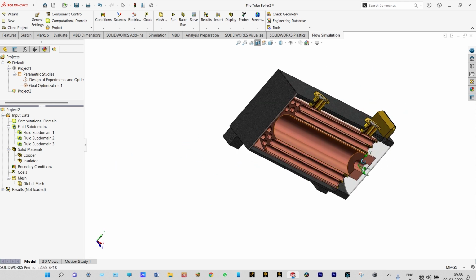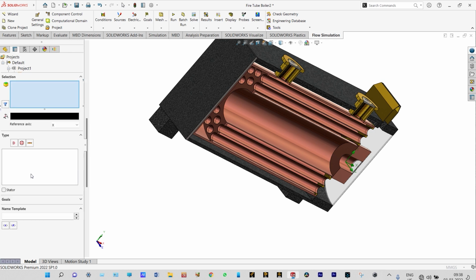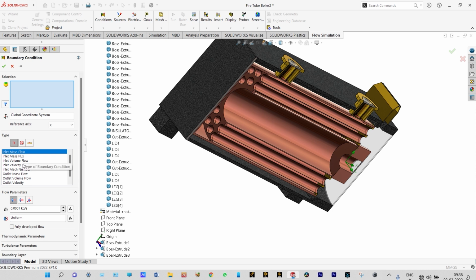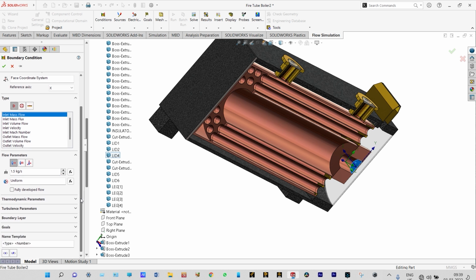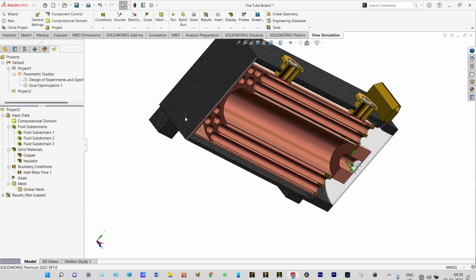First of all, we need to apply hot flue gases from this opening, right? So boundary conditions, insert boundary condition. And we're planning to provide mass flow rate from this one at a specific rate. Inlet mass flow rate from this opening will be 1.5 kg per second. And thermodynamic parameters, it will definitely be 1600 degrees centigrade. You can see it from here. Green check. First boundary condition is applied.